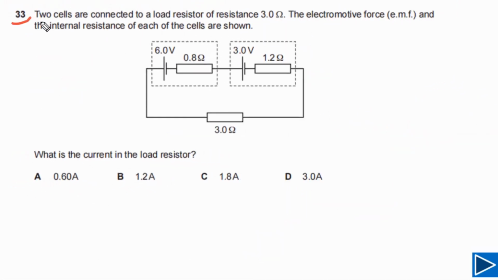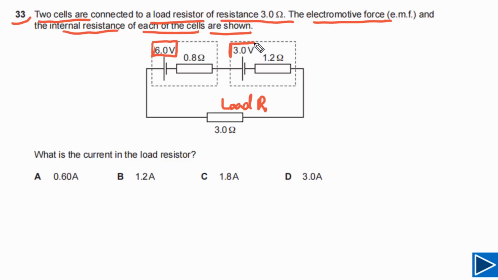For this question, it is given that two cells are connected to a load resistor of resistance 3 ohms. The electromotive force and internal resistance of each of the cells are shown in this figure. In this case, this is our load resistance, and you can see here we have two cells. The EMF of one cell is 6 volts. Another cell has EMF equal to 3 volts. These two cells also have internal resistance. We need to find the current in the load resistance, which means we need to find the value of I.